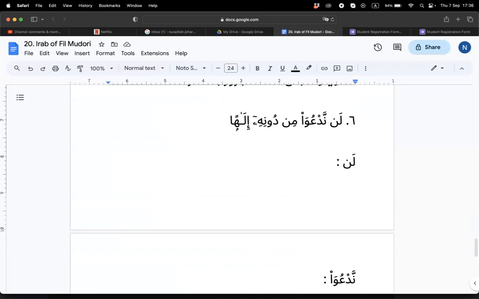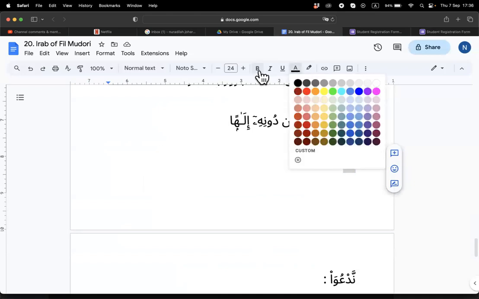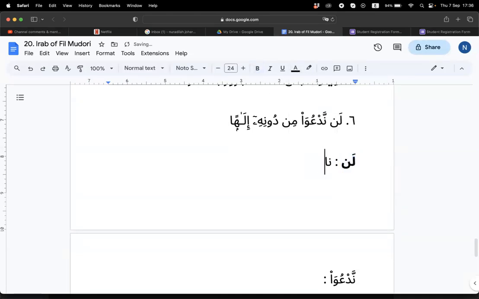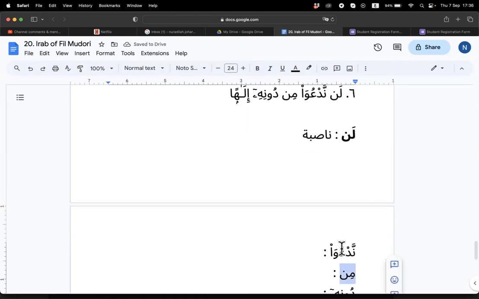Lan is harf nasibah. What is the translation of lan? Lan is will not. Yes, so it's also negation. So we say nasibah wa nafiyah. And then nad'u. Nad'u is fi'il mudhari' mansub. What's the sign?